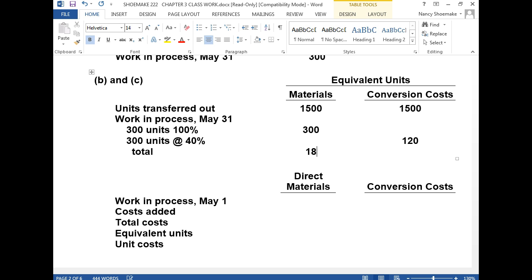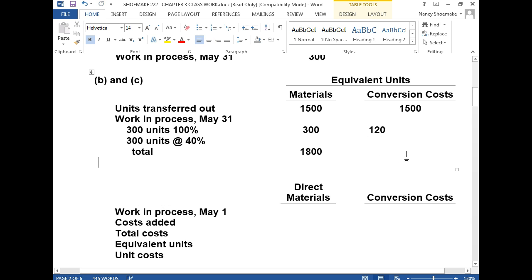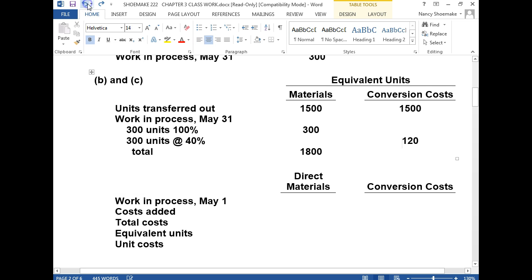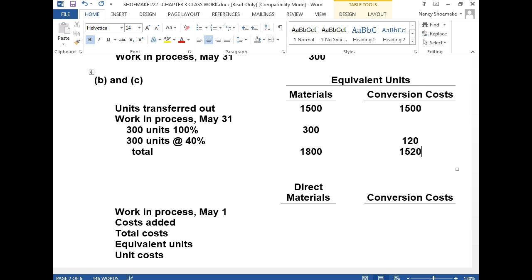So this here is 1,800 units. The conversion costs here are, okay, our total equivalent conversion costs are how much? 1,520. Do you guys see what I'm saying?